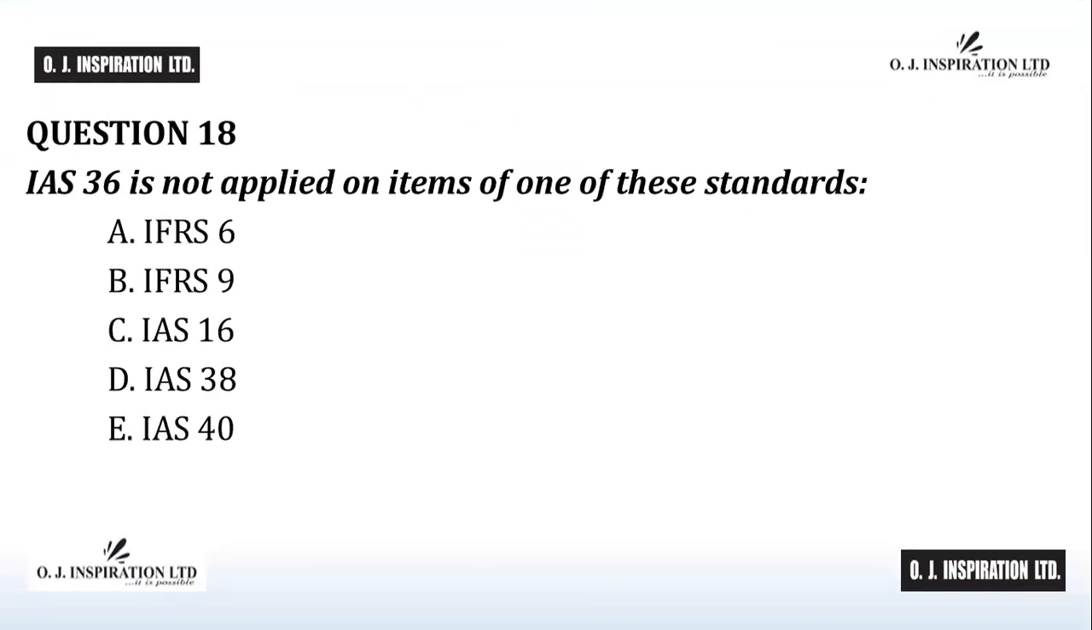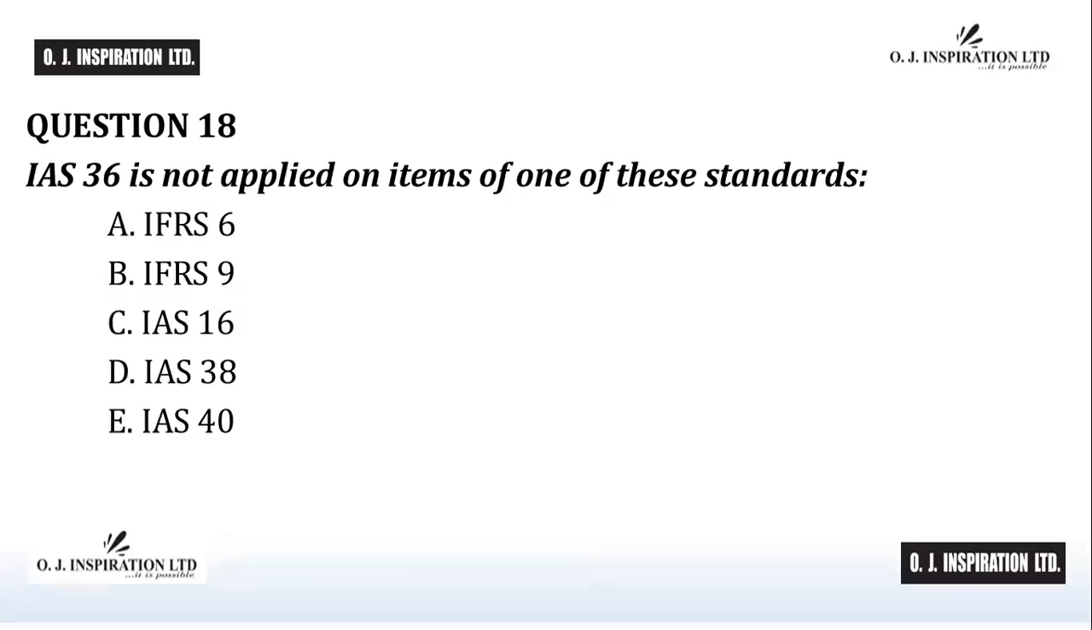Question number 18. The answer to question number 18 is B, IFRS 9. IAS 36 does not apply to financial assets within the scope of IFRS 9 financial instruments. It, however, applies to items measured using certain bases in IAS 16, 38, 40, and IFRS 6. B is the answer to question number 18.